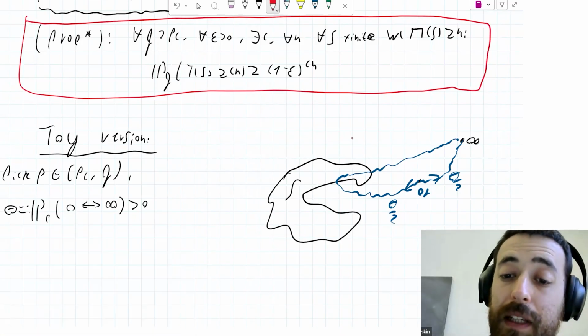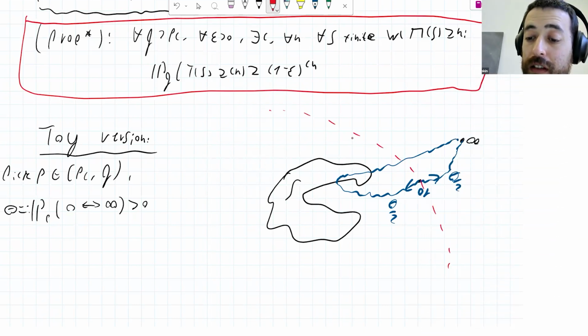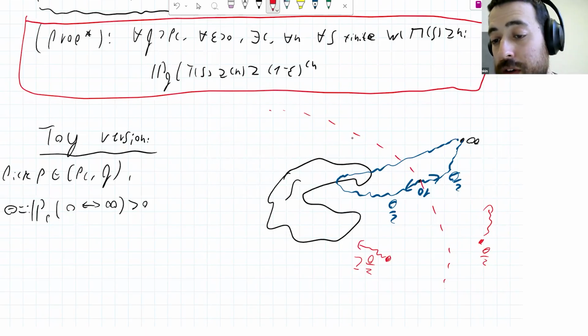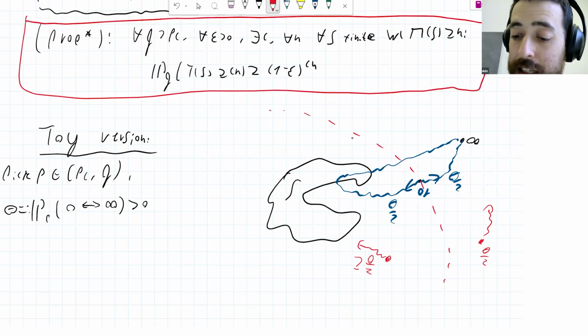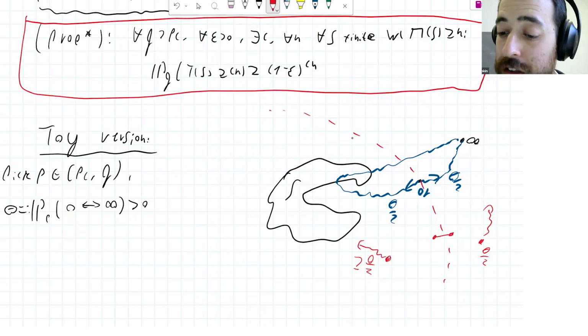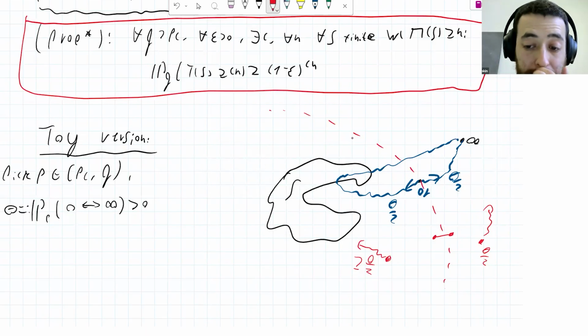So this means I can split my entire world such that everything here has probability at least theta over 2 to hit S first, and everything here has probability at least theta over 2 to reach infinity first. And neither side is empty. And the graph G is transitive, blah, blah, blah, it's connected. So there is an edge here such that this one goes first to S with probability theta over 2, and this one goes to infinity with probability theta over 2.